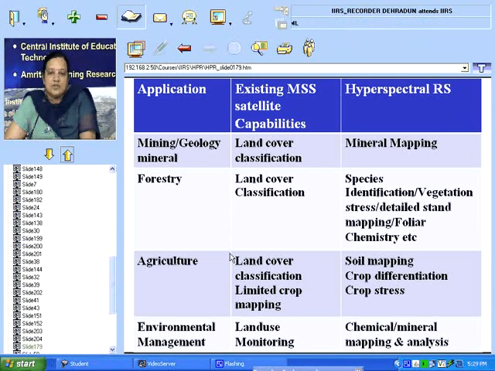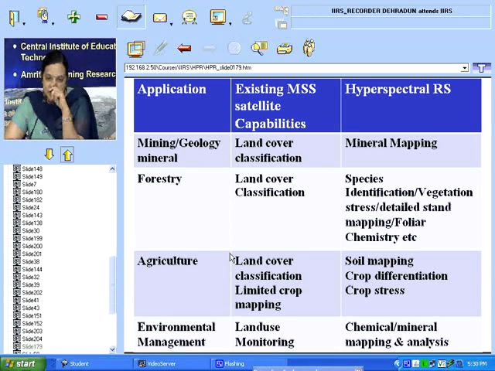If you look into mining and geology, what does the existing multispectral satellite offer? It offers the simple land use land cover classification, whereas from using hyperspectral data sets, we can go for mineral mapping. Overlooking the drawbacks of the hyperspectral, that large volume, noise, and you need to do a lot of corrections before you can use that data, it has a significant advantage: it helps you in creating a mineral map, identification of different types of minerals on the Earth's surface.